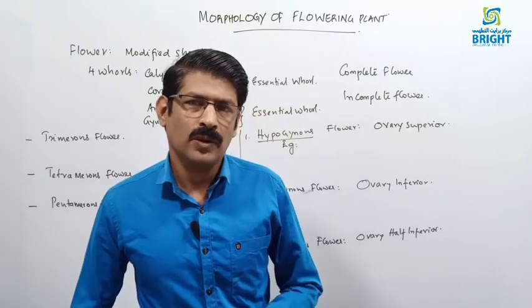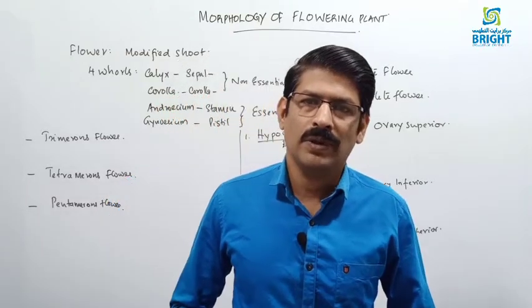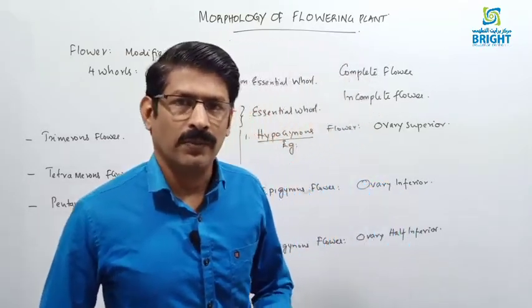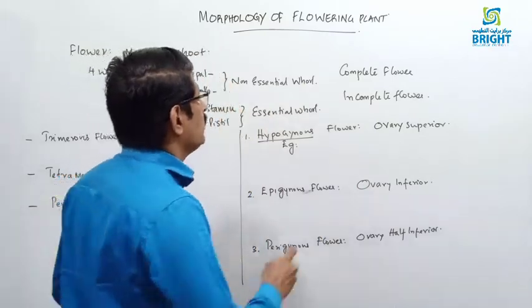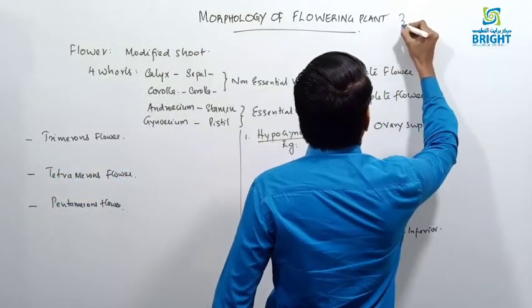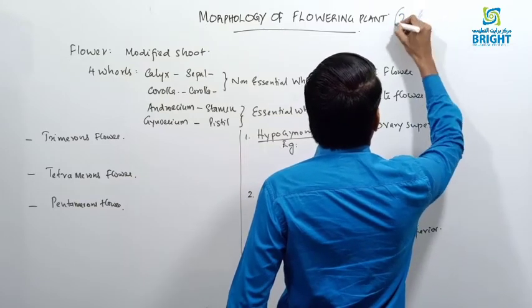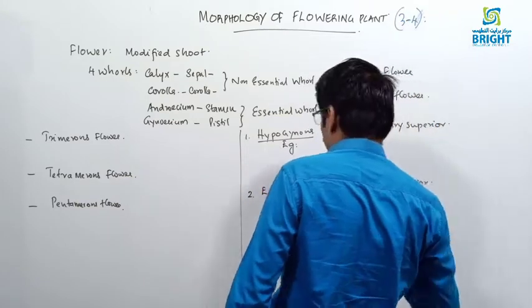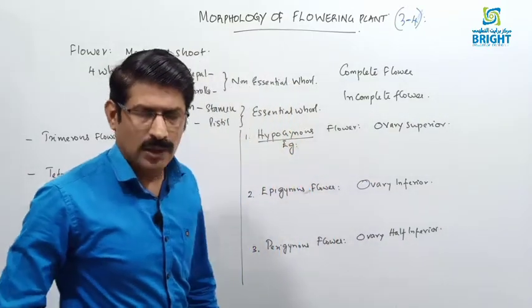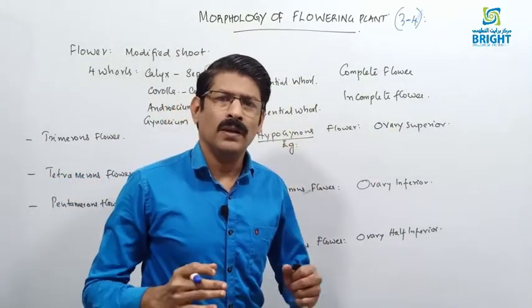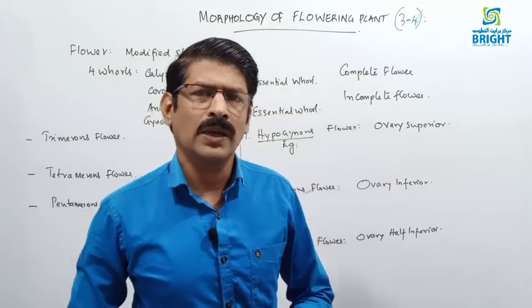Hi students, today we are discussing the chapter Morphology of Flowering Plants. We can expect around 3 to 5 or 3 to 4 questions. Some years maybe 5 questions are asked in the NEET examination. And this chapter is filled with many examples.